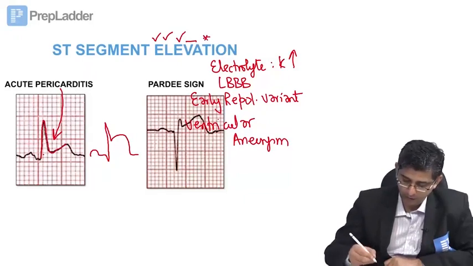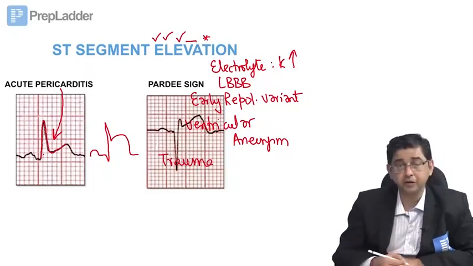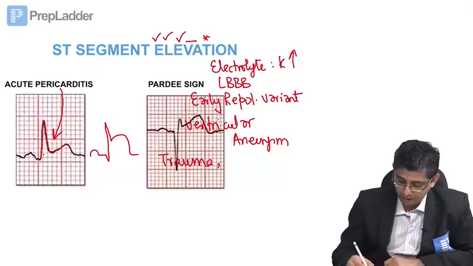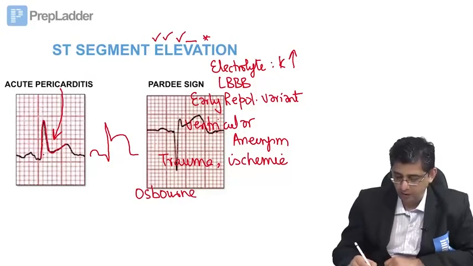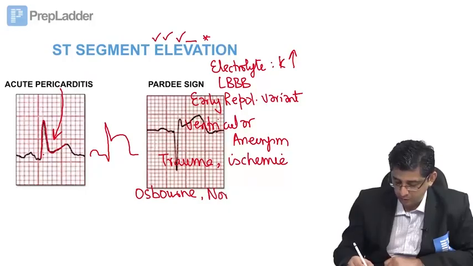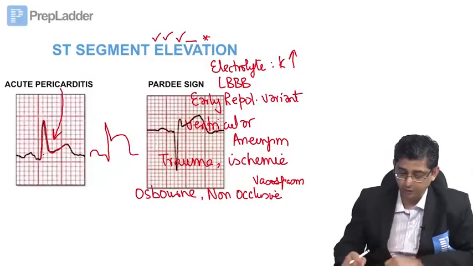Left with TION. So T would stand for trauma that could be sustained during pericardiocentesis. I would stand for ischemic injury that would be due to MI. O would be Osborn wave, which would be seen with hypothermia. And N would stand for non-occlusive vasospasm, which is the one that is encountered with Prinzmetal angina. So these are causes of ST segment elevation which are to be remembered by you.